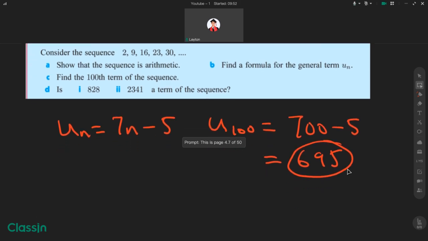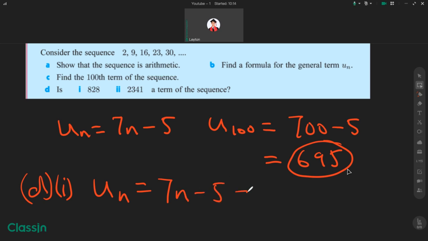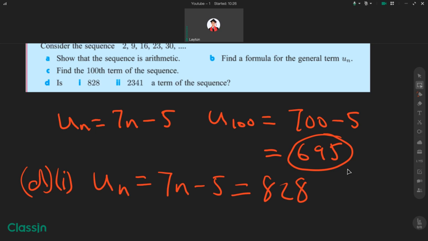Okay, D. Is 828 a term of the sequence? 828 or 2341, both of them. So let's first do 828. That just means that we have to check if u of n equal to 828 is a term in the sequence. The way to do that is to equate 7n minus 5 to 828. And if n is an integer when we solve for n, then it is a term in the sequence.